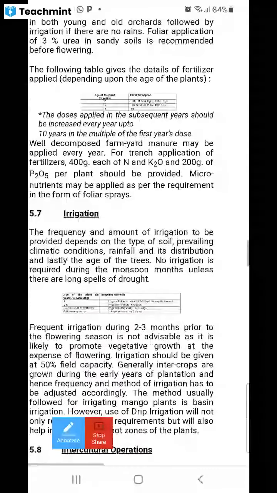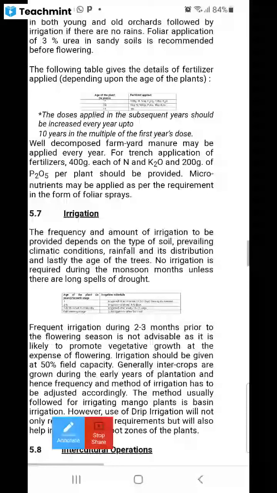Okay, next is the irrigation. The frequency and amount of irrigation to be provided depend on the type of soil, prevailing climatic condition, rainfall and its distribution, and lastly the age of the tree. So the irrigation depends on these factors.